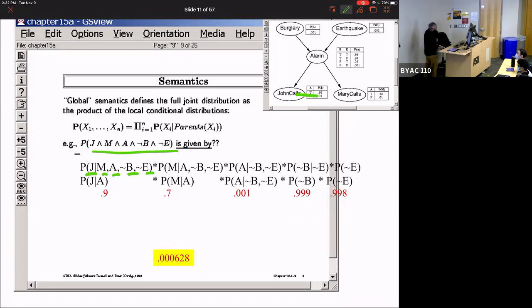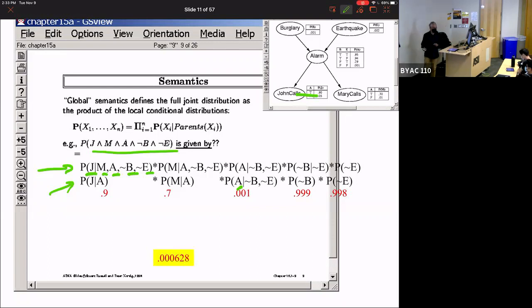You see what I'm saying? This line is correct irrespective of the configuration of the network. This line is correct only because the configuration of the network is such that alarm is an immediate parent of John calls. Okay. Once you do that, then similarly P(M given A, not B, not E) will be P(M given A). And then similarly P(A given not B, not E) will be still P(A given not B, not E) because A does have two parents. And then P(not B) and P(not E).